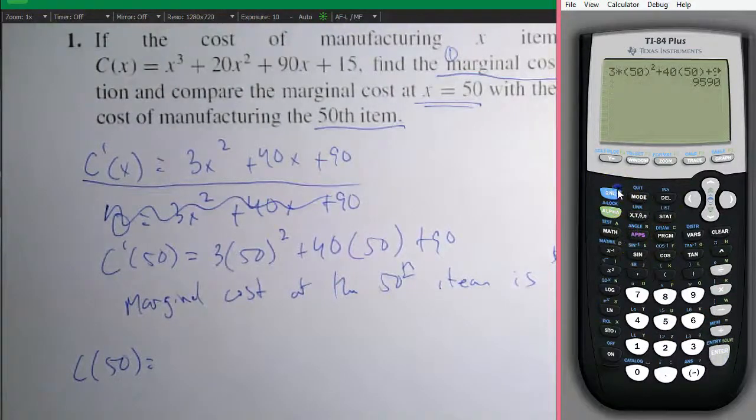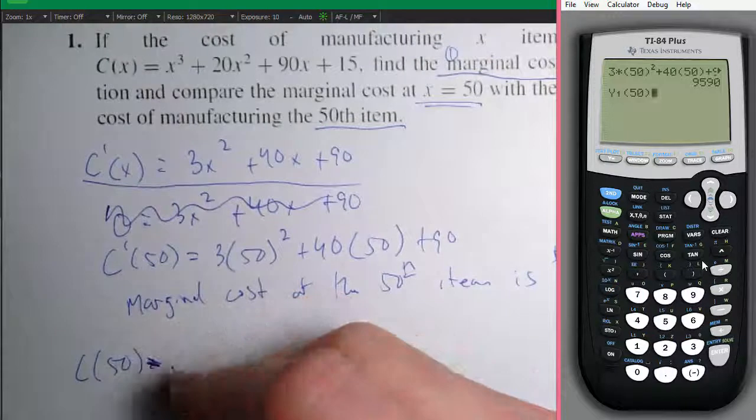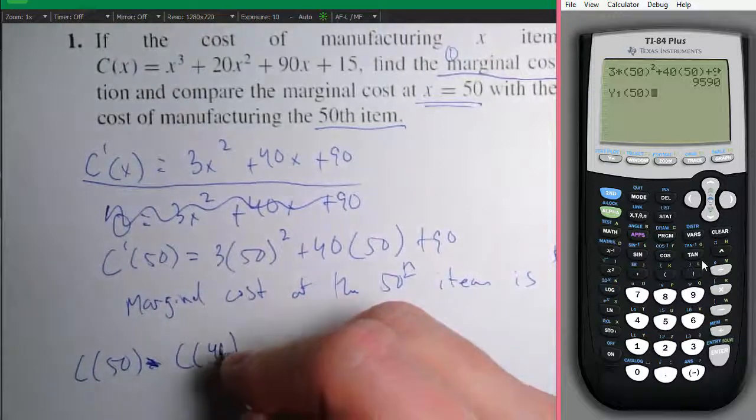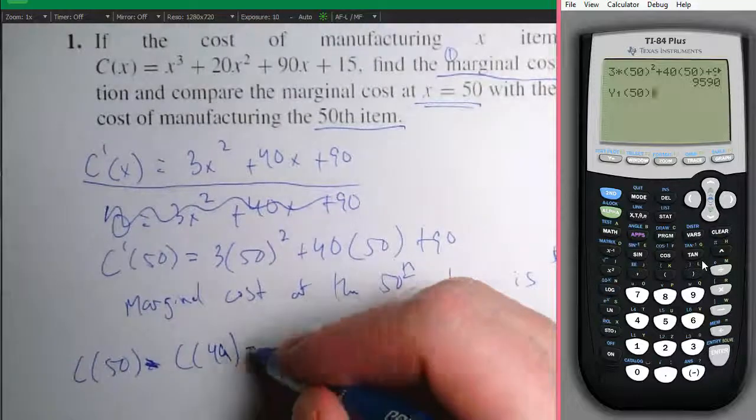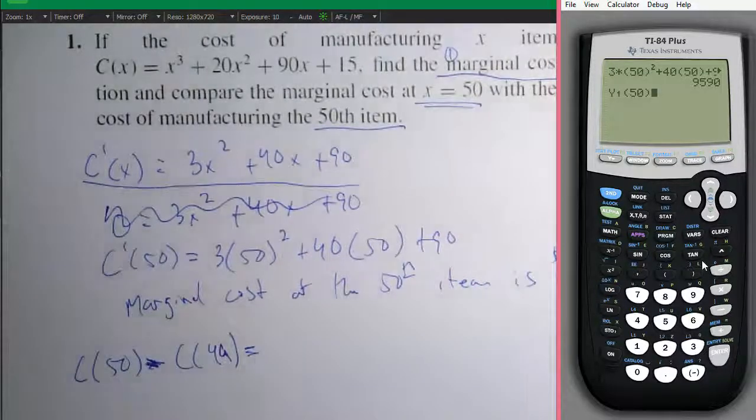So we'll do y1 of 50, and actually I'm going to be even lazier. I don't even care what the cost for 50 is, or what it costs for 49. What I'm just going to do in the calculator is have it do the 50th total cost minus the 49th total cost, so I do it all at one time.